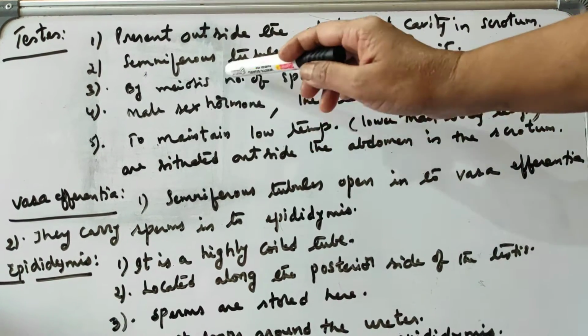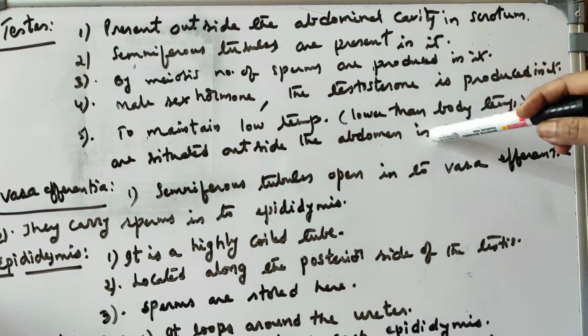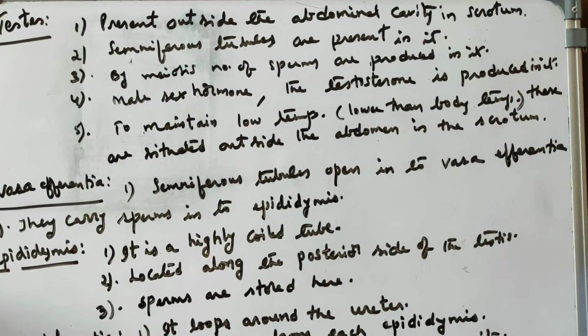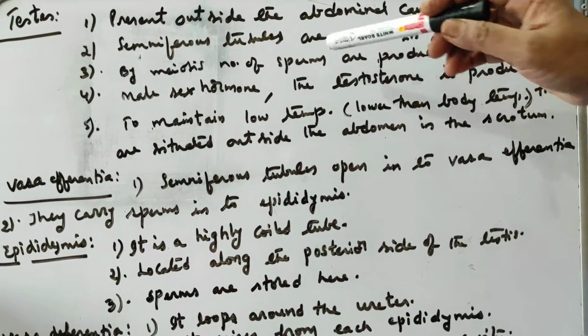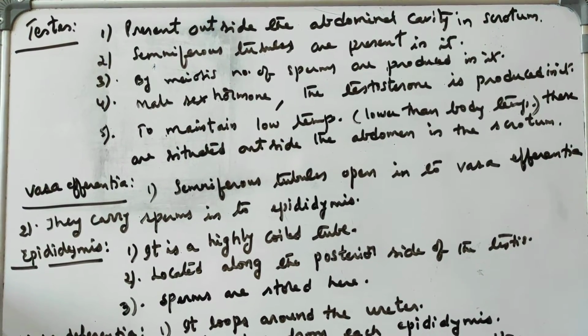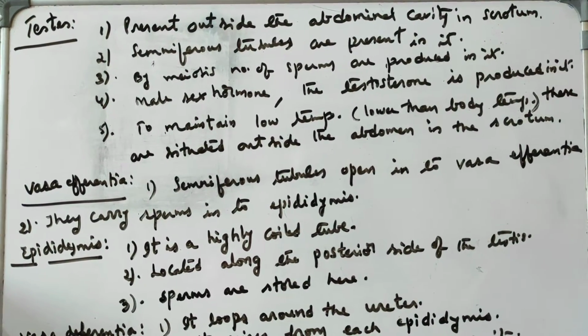And then here to maintain the low temperature, lower than the body temperature. Okay, these are situated outside the abdomen in the scrotum, because this question will be there for the exams. Why is the scrotum present outside the body? This is to maintain the low temperature so that the sperms survive.